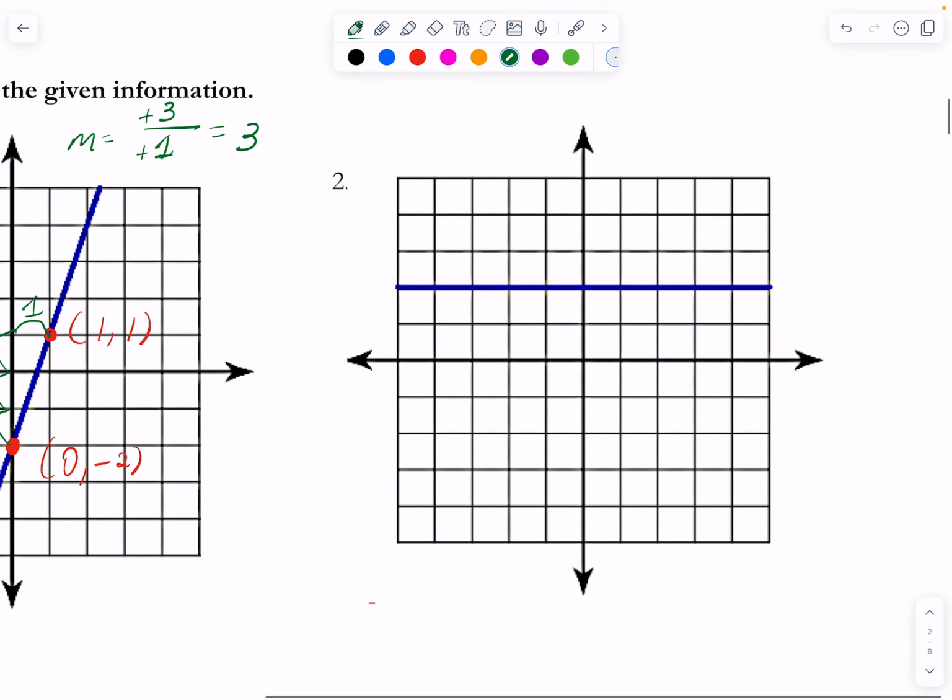Okay, let's do this one. Immediately you should recognize, and this is actually y equals 2, the one we just did, that horizontal lines have zero slope. So this one is 0.